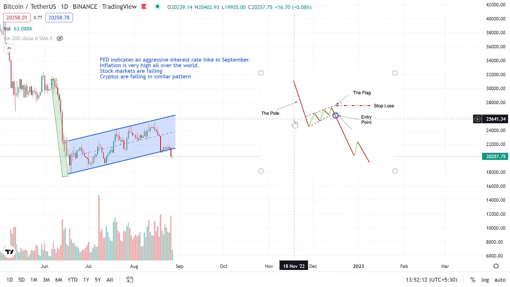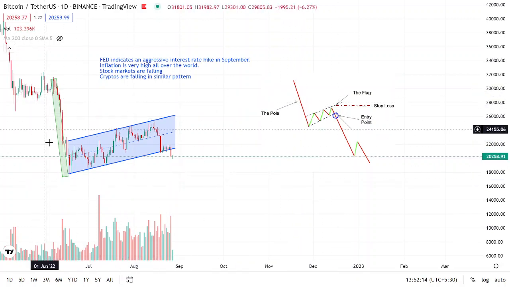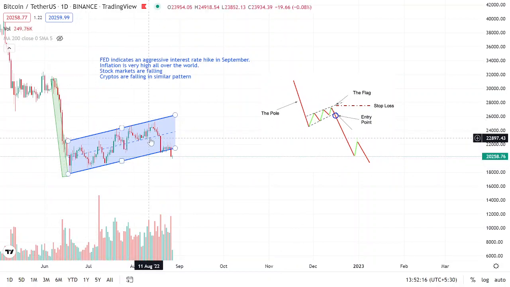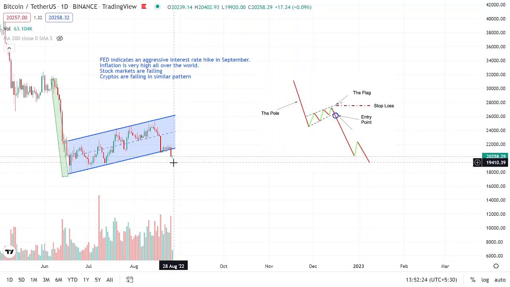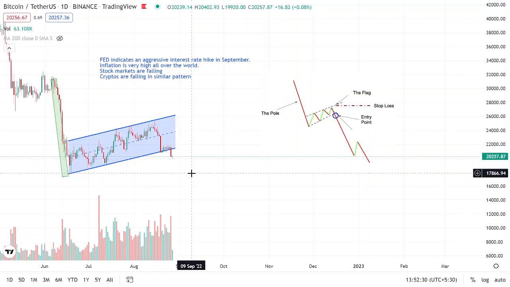So this is a bearish flag pattern, and as you can see, Bitcoin has formed that bearish flag pattern. Also, yesterday after the Fed meeting it broke that flag pattern with high volume. So there are pretty high chances that Bitcoin will now go below towards 17,800. So let's see what happens as the market moves ahead.